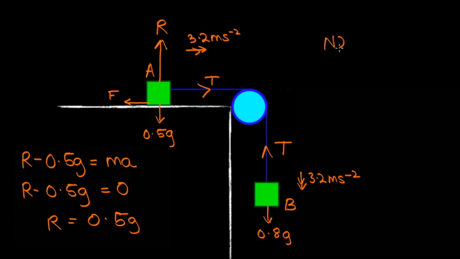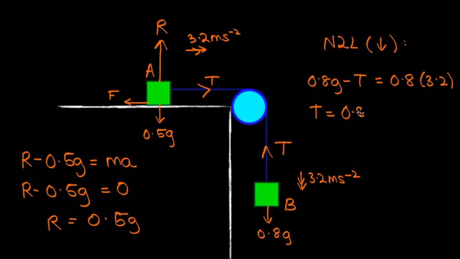So Newton's second law going down. The sum of the forces is 0.8g. Taking down to be our positive direction again, 0.8g minus T going up is equal to ma. So the mass is 0.8 and the acceleration is 3.2. Rearranging this is going to give us T equals 0.8 times 9.8 minus 0.8 times 3.2.